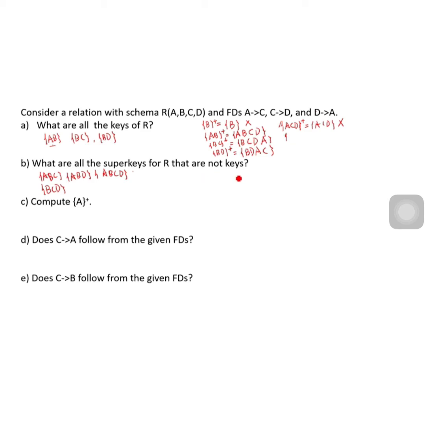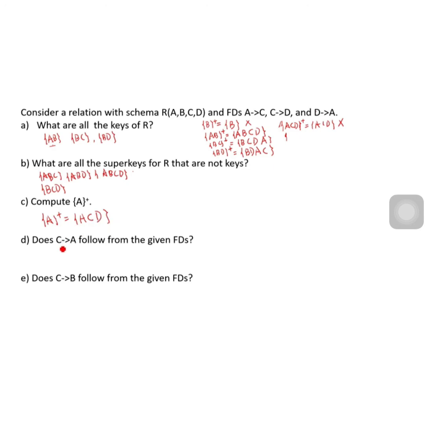Okay, now let's compute the closure of A. The closure of A, the base is A. And because A functionally determines C, C is added. C functionally determines D, D is added. D functionally determines A, already in the closure. Okay, no new attributes can be added. So the closure of A is ACD.